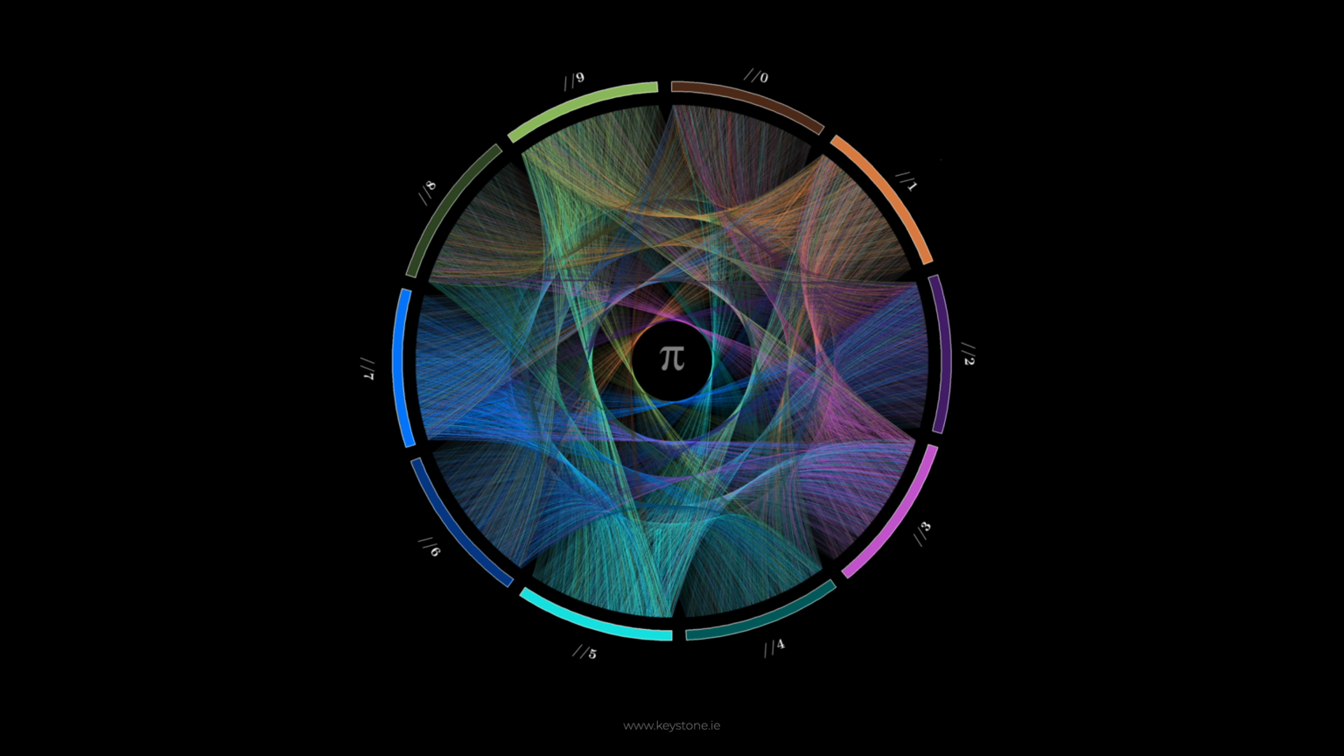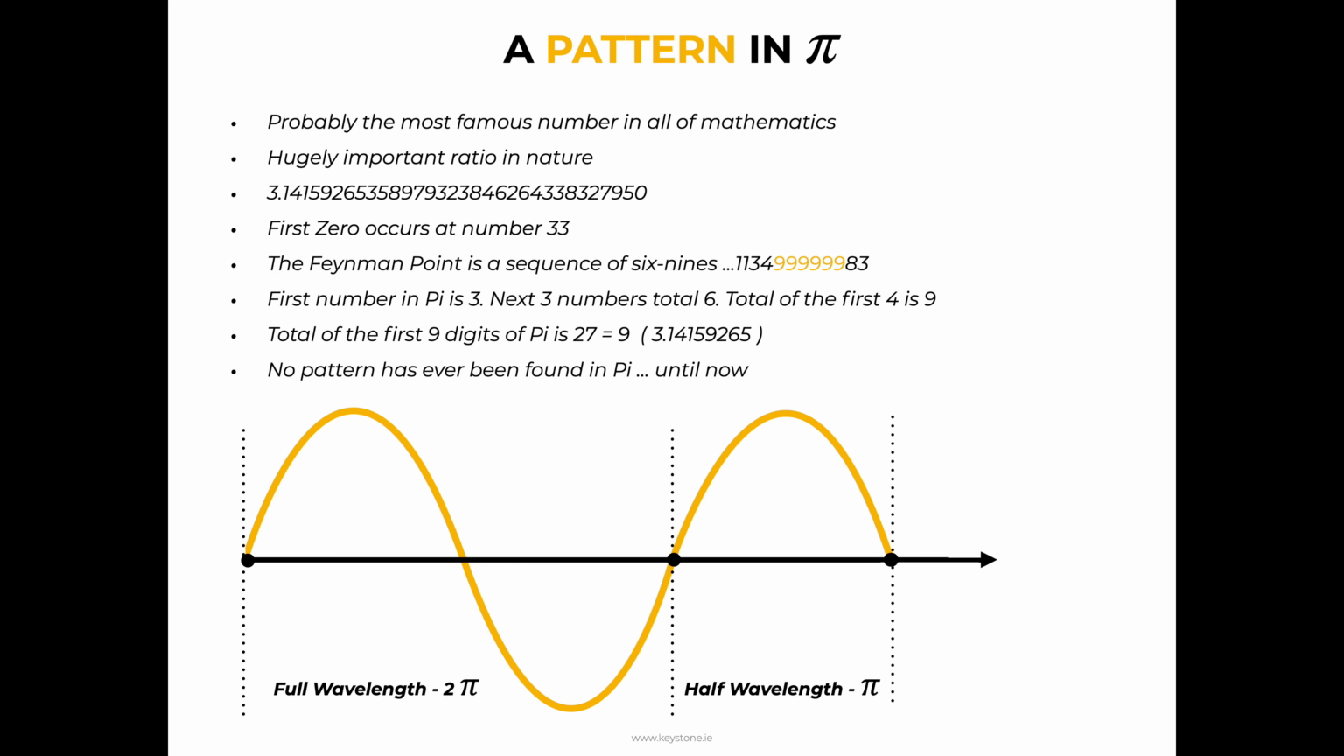So as we come towards the end of this presentation, let us examine the mystical number pi. It's probably the most famous number in all of mathematics, and it's a hugely important ratio that's found throughout nature. Here's some quick observations before we look for a pattern in pi. The first zero occurs at number 33. It does not occur before that.